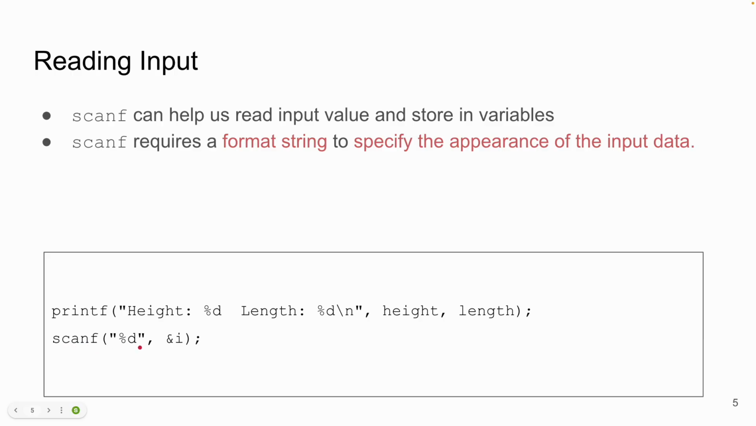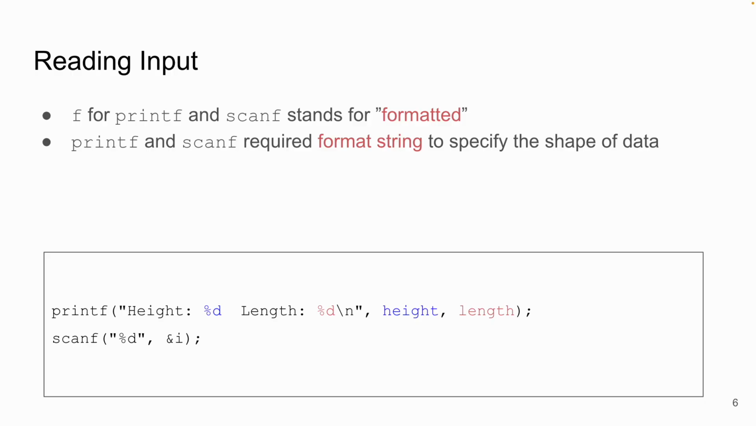So what the scanf does is that it will scan the input from the user and then store into the integer variable I. So first, what scanf needs is a format string. So we have a string here, and inside this string, we need to tell the scanf what is the expected appearance of the input data. So the expected appearance is more like we need to tell the scanf what is the type of the data that I'm going to input.